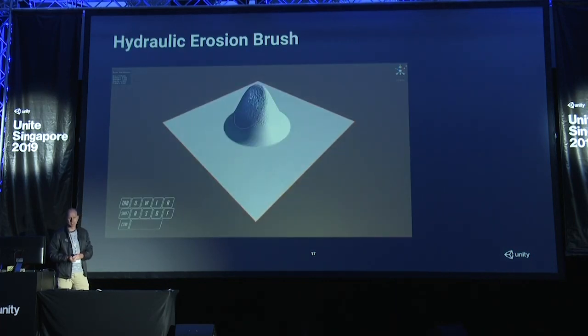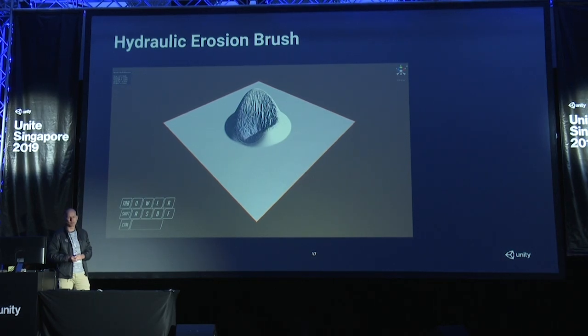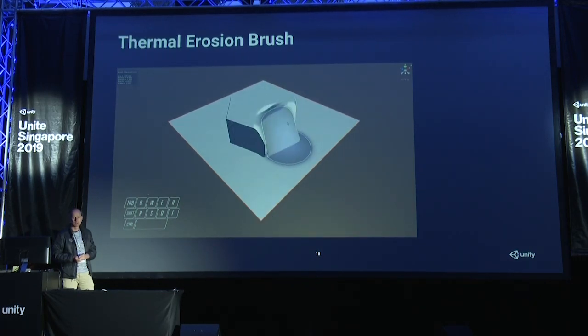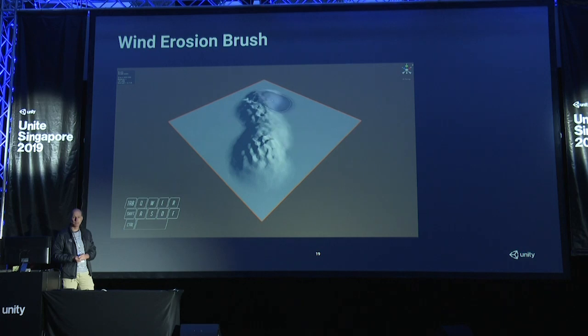Here we can see it in action. So the hydraulic brush, you can see we start to get effectively like water running down this cliff, and what that would look like. And thermal, this is the one that's just going to make it like a pile of sand. And wind, so here you can see the sediment moving, and you can see the wind direction there, and we can push things around and change the direction, come from the other side, and start to form these sand dunes.